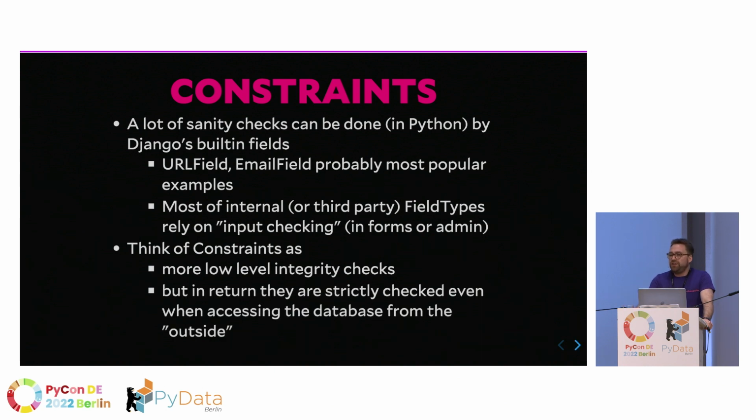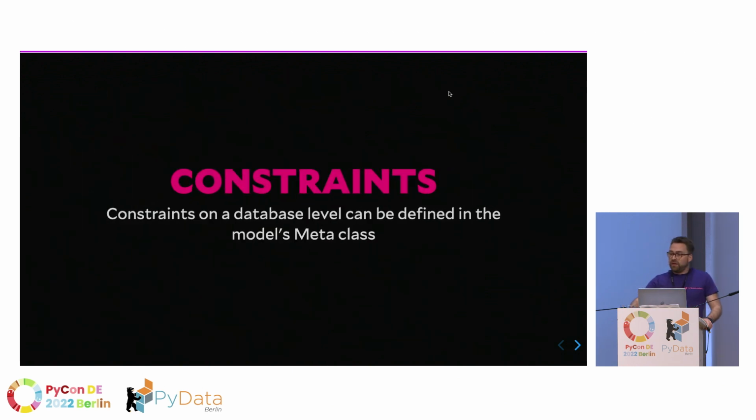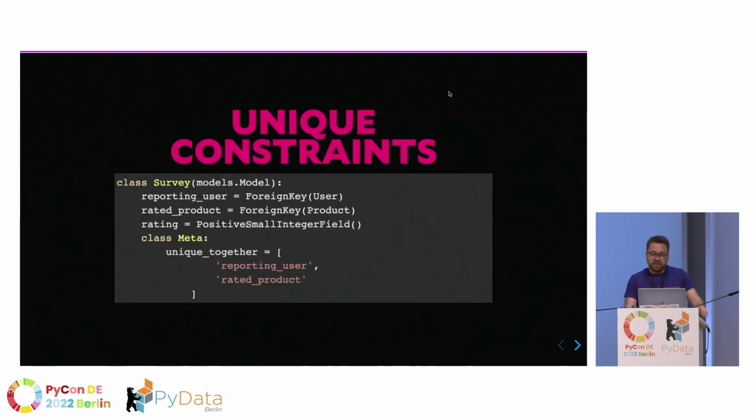And these are guaranteed even if you access the database from outside of Django ORM with something completely different, like a shell script or a PHP script or whatever. They can also be defined in the model's meta class. One example is a unique index, a unique constraint.